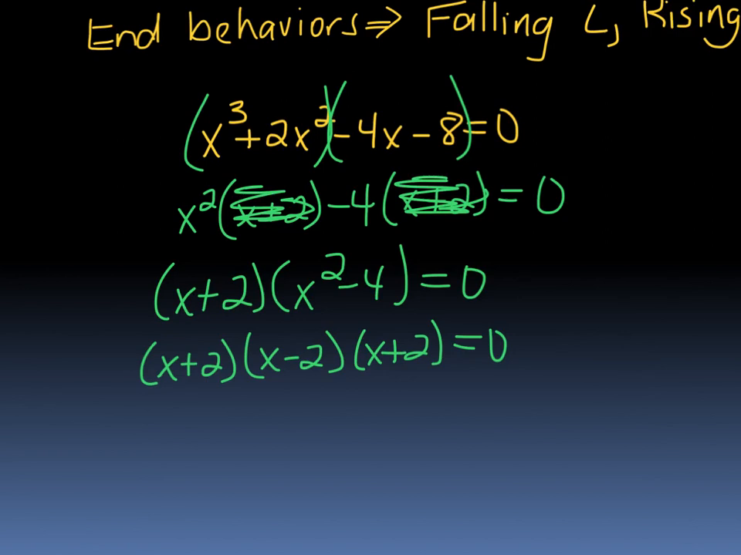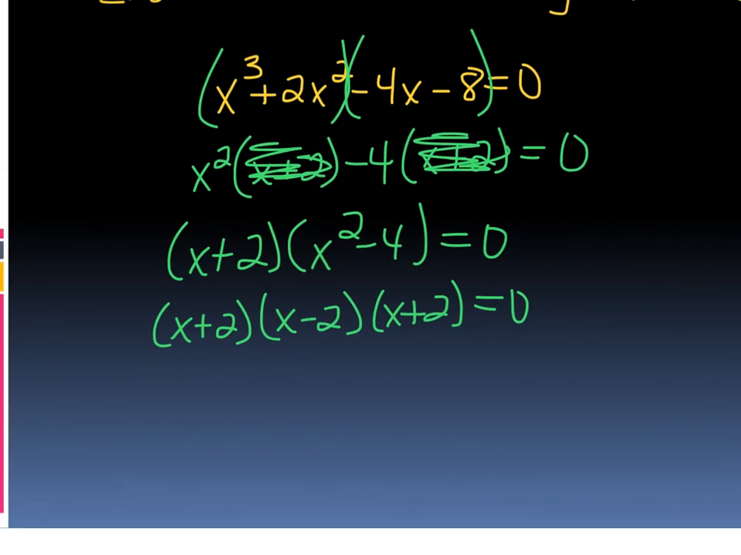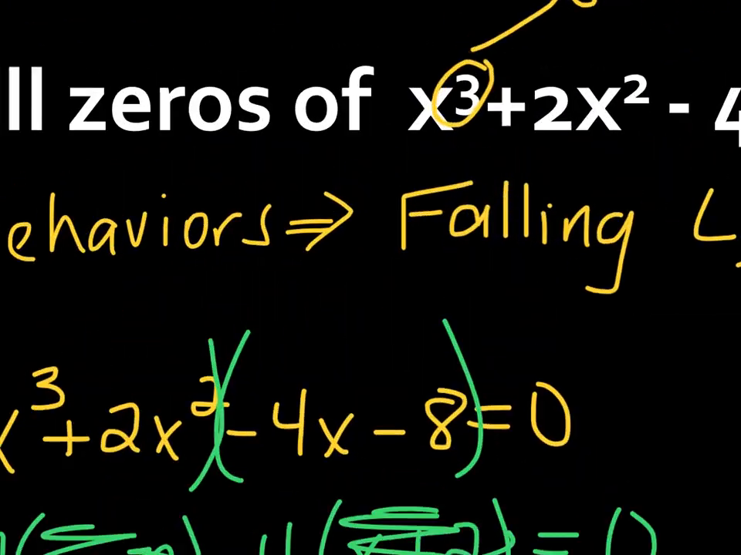What's the next step? What do I have to do with all of my parentheses? Set them equal to 0. So this is really x equals -2. This is x equals +2. And this is x equals -2. So you guys found my zeros. How many zeros do I have? How many x-intercepts do I have? 3.